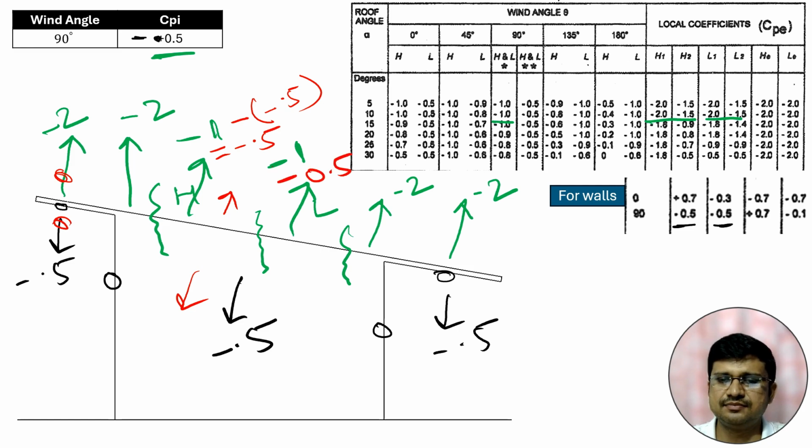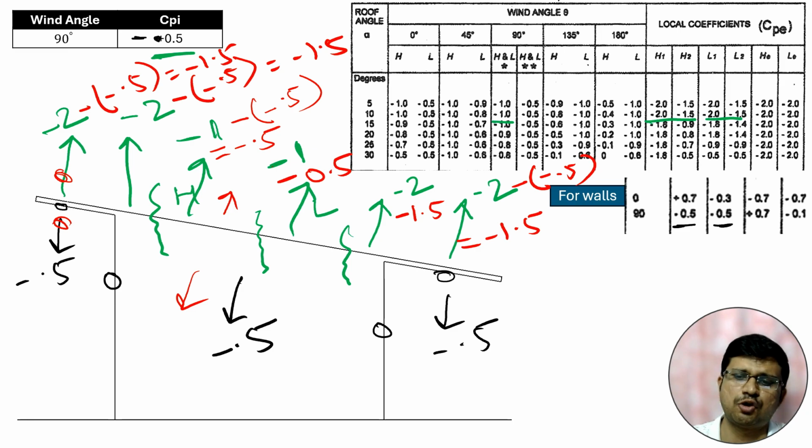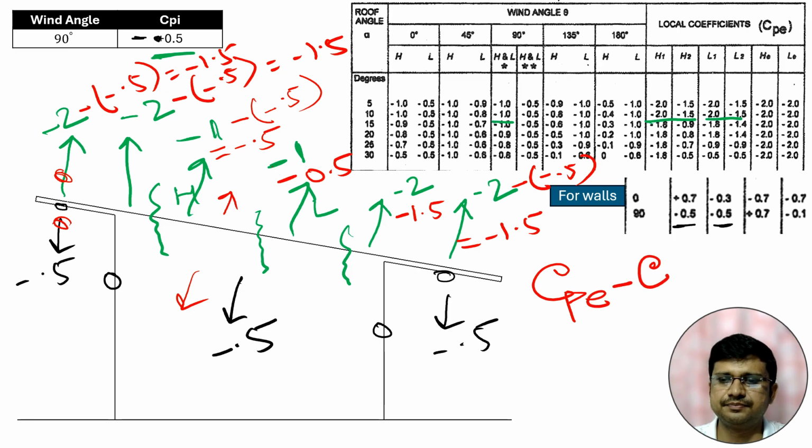-2 minus -0.5 will be -1.5. Again -2 minus -0.5 will be -1.5, and the same for the other two, -1.5 each. So this will be the resultant value of CP minus CPI for all these cases. I hope you have been able to understand how we can calculate the value of CP minus CPI for different cases.